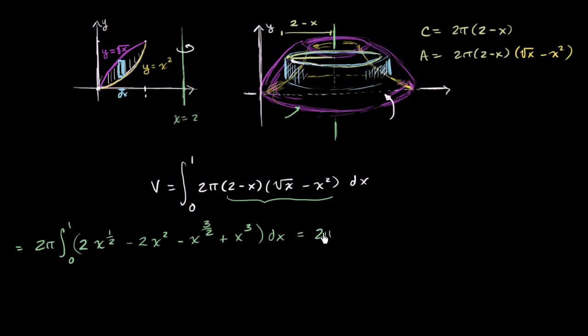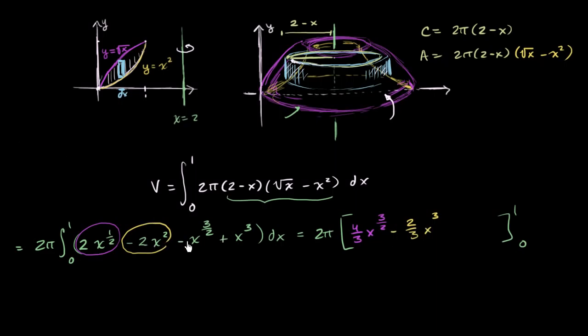So this is going to be equal to 2 pi times the antiderivative of all of this business evaluated at 1 and at 0. So the antiderivative of 2 times x to the 1/2, we're going to take x to the 3/2 times 2/3, so it's going to be 4/3 x to the 3/2. And then for this term, it's going to be negative 2/3 x to the 3rd. You can take the derivative here to verify that you actually do get this.